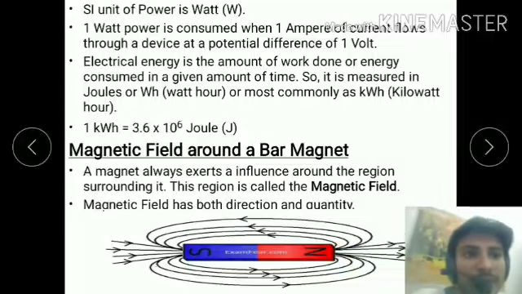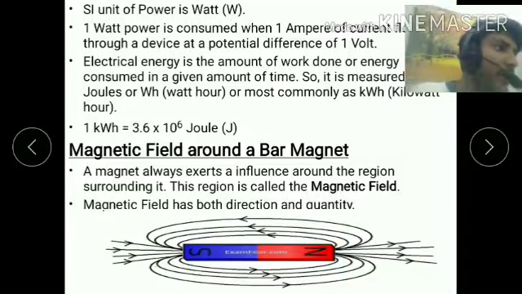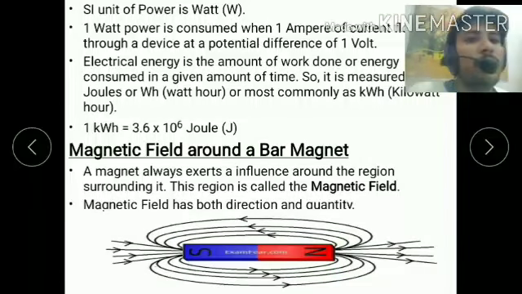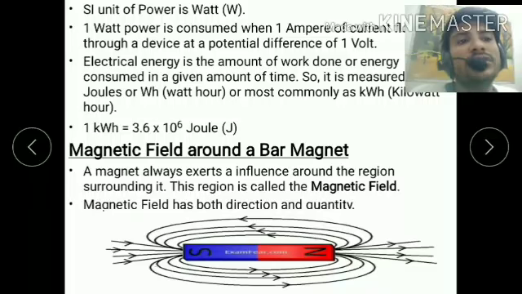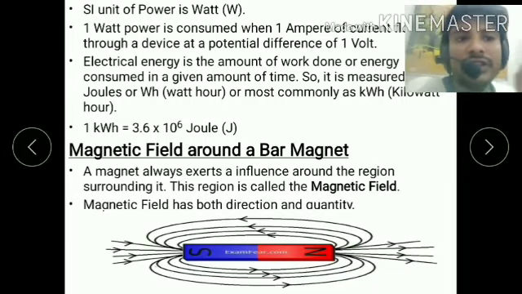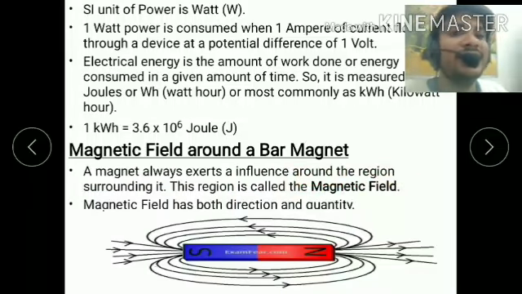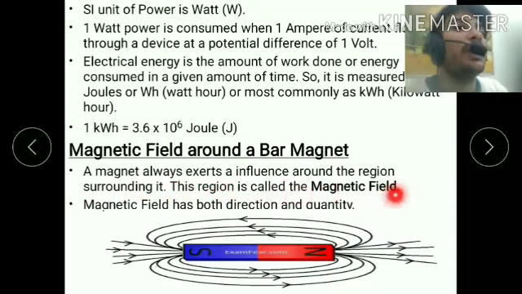What is the importance of a bar magnet? Just see some important points. A magnet produces a magnetic field. The magnetic field comes out of the north pole and enters into the south pole. The most important point I'm going to tell you, just listen carefully. A magnet always exerts an influence around the region surrounding it. This region is called the magnetic field.